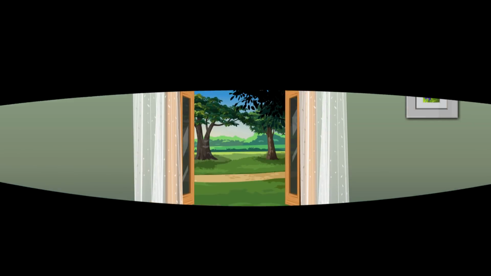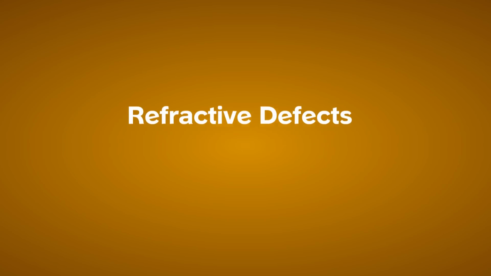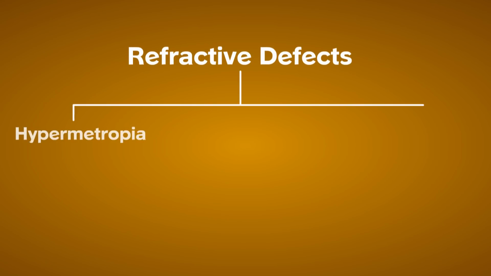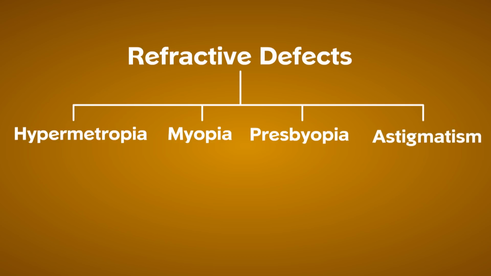The eyes can gradually lose their power of accommodation, resulting in blurred vision due to refractive defects. There are 4 common refractive defects of vision that we shall look at and see how they can be corrected.